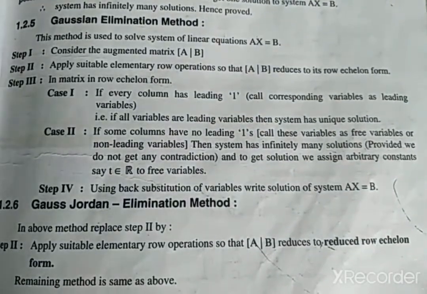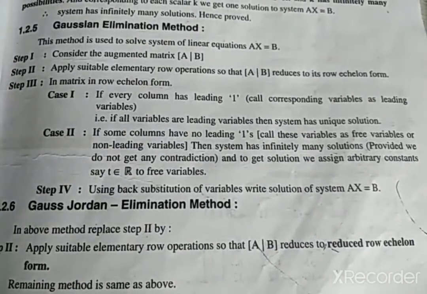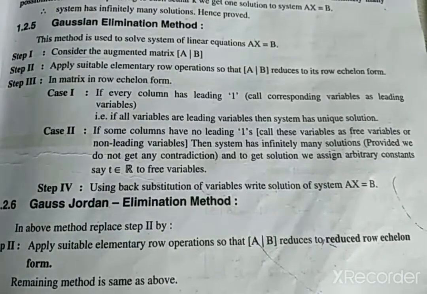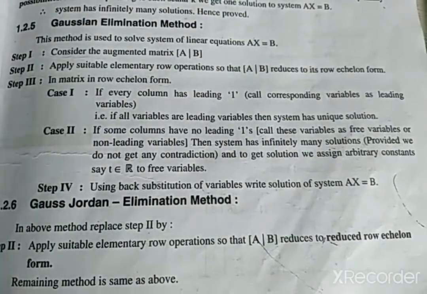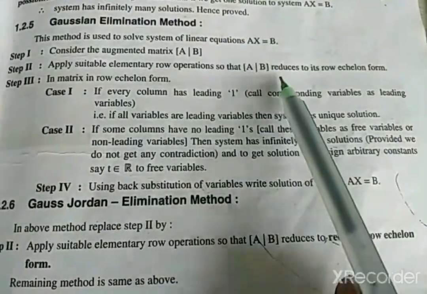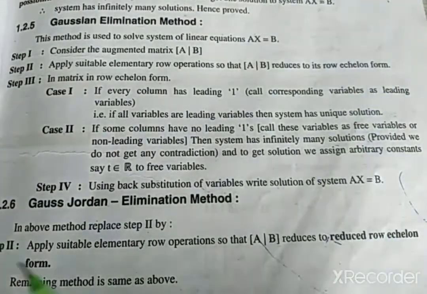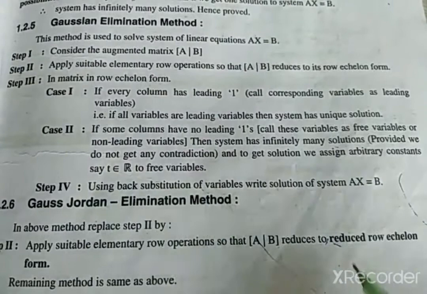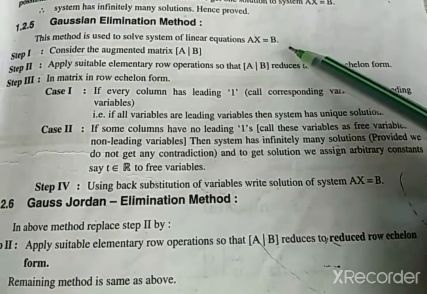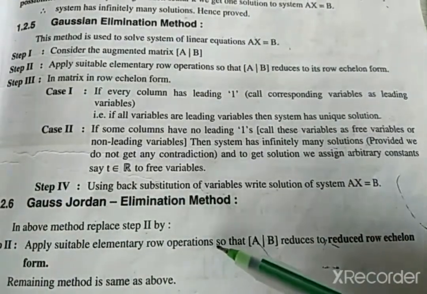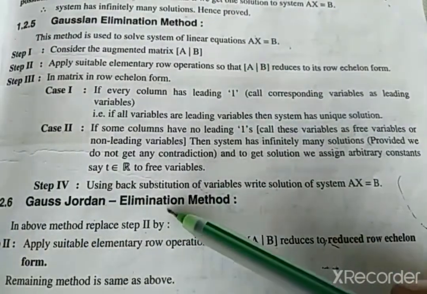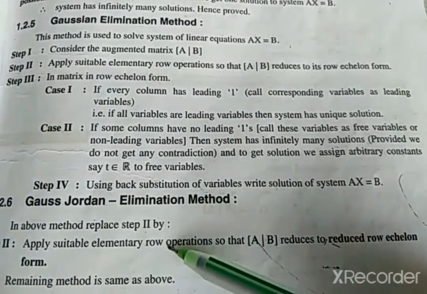In the Gauss-Jordan elimination method, it is the same as the Gauss elimination method, only step 2 is changed. In Gauss elimination method, step 2 was to apply suitable elementary row operations so that A augmented B reduces to its row echelon form. And in the Gauss-Jordan elimination method, we have to reduce the matrix to its reduced row echelon form. So the steps are the same as the Gauss elimination method, only we have to change the second step. It is your homework to write the algorithm of the Gauss-Jordan elimination method. You have to change only the second step.